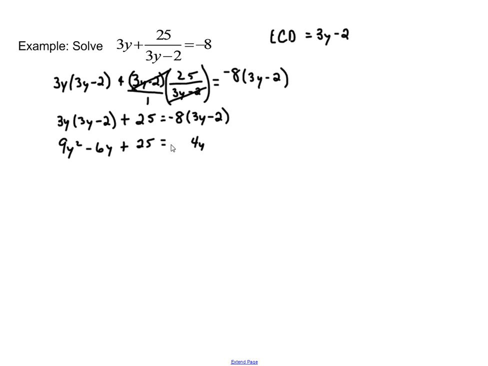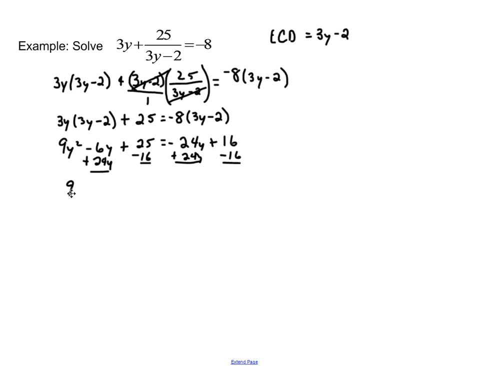We're going to end up with negative 24y plus 16 on the right. So we're going to add 24y to both the left and the right hand side to set this to 0, plus 24y. And we're going to subtract 16 from both sides. So subtract 16 over to the left.